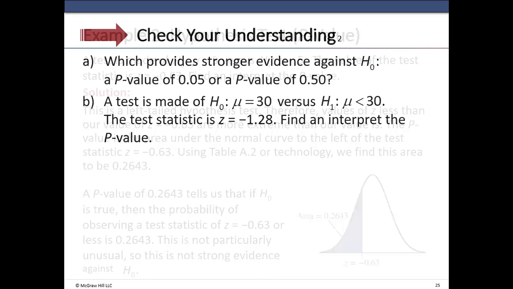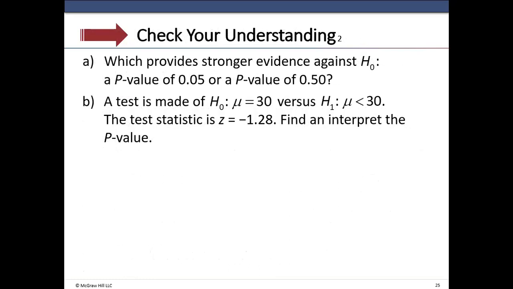P-value, we will not worry about this. Which provides a stronger evidence against H0, a p-value of 0.05 or a p-value of 0.5? Remember, the smaller the p-value, the stronger is the evidence against H0.